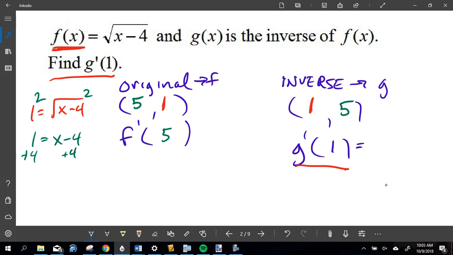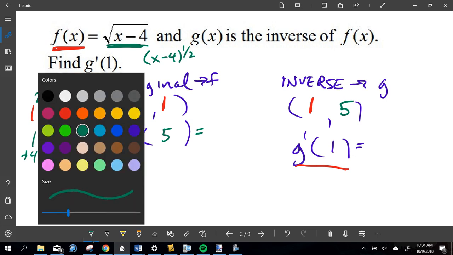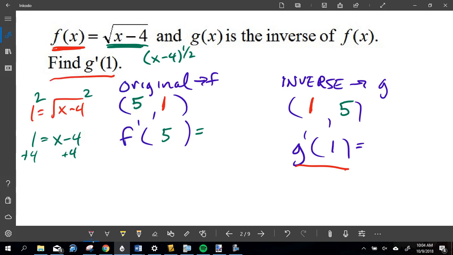Okay? I know what F is. I want to know F prime. So I need to take the derivative of that. And that thing right there is the same as X minus 4 to the 1/2 power. So let's take the derivative. F prime of X. X minus 4 to the 1/2 power, I'm going to multiply by my exponent. I'm going to rewrite the baby. And I'm going to multiply by the derivative of the baby.